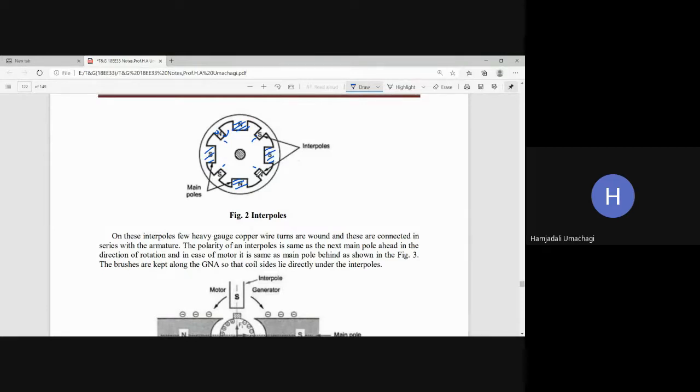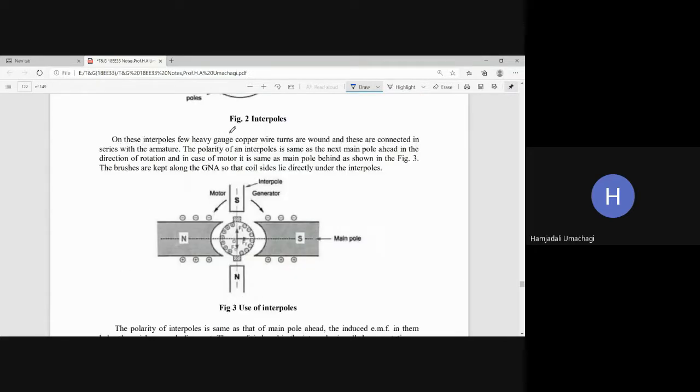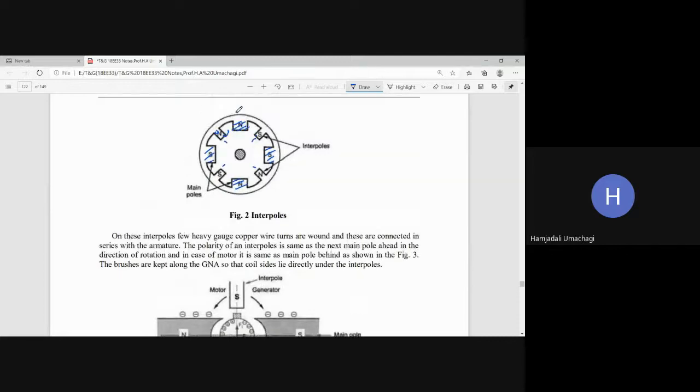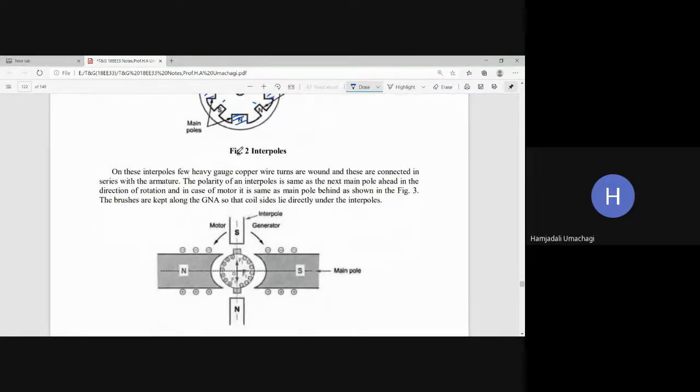Clear. So these are the interpoles, which will be placed in between the main poles. Now, after placing the interpoles in between the main poles, how is it going to balance the voltage, or how is it going to nullify the reactance voltage? That we can see here. This is just a simple diagram, but in real how it will be connected you can see here.